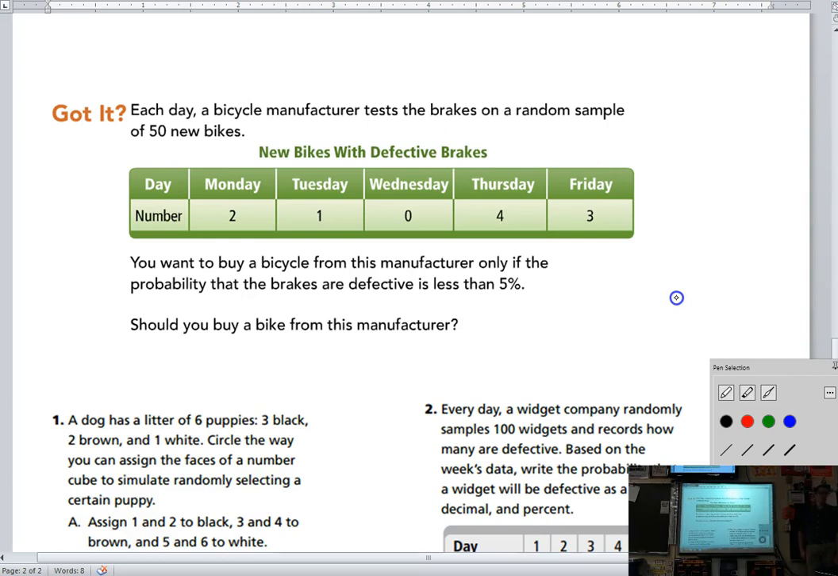Should we buy a bike from this manufacturer? Now, hold on. Let's think about this strategically. And this is why there's not homework from this. This is more like your understanding and your interpretation of being able to work with this stuff.